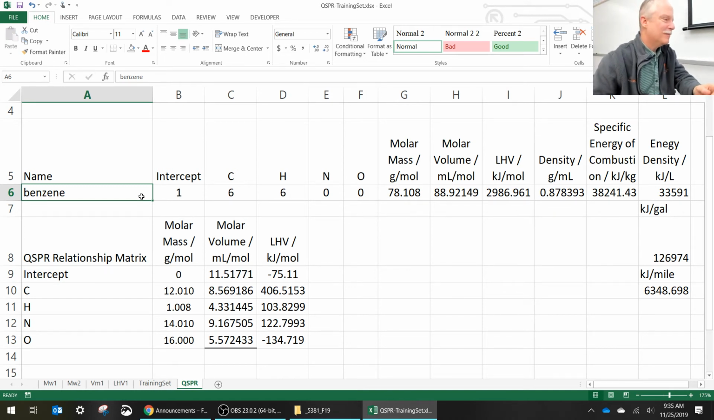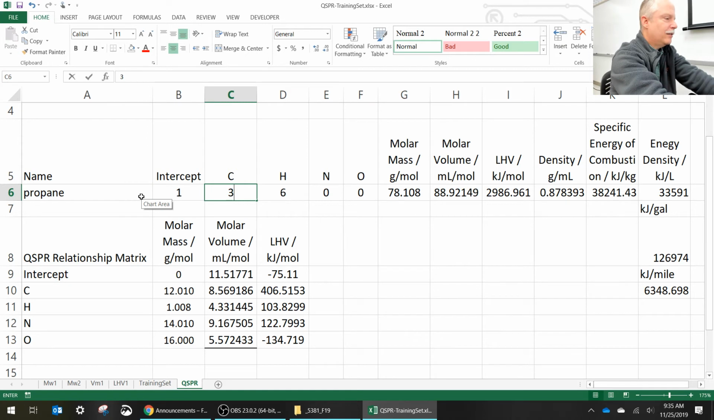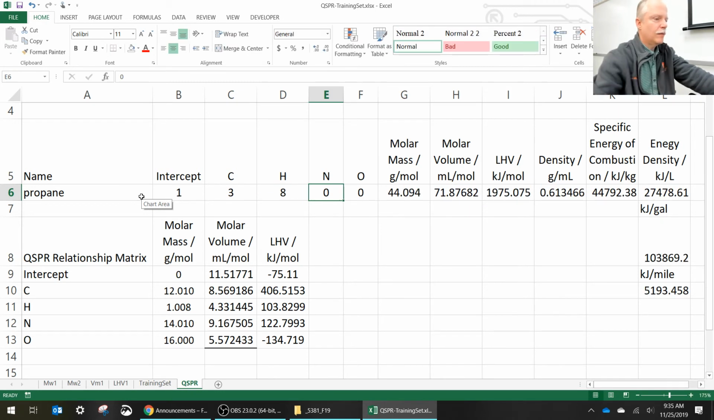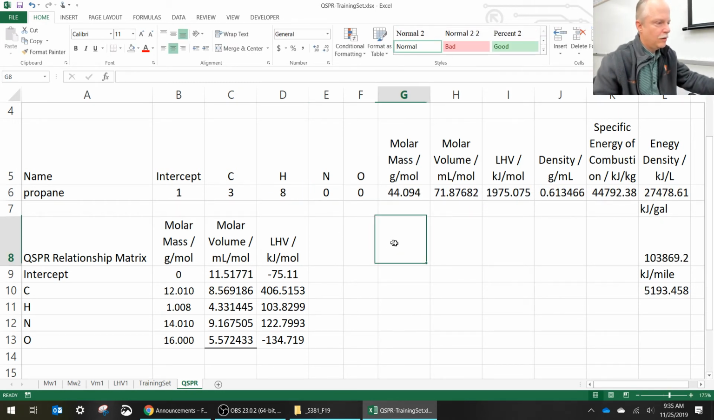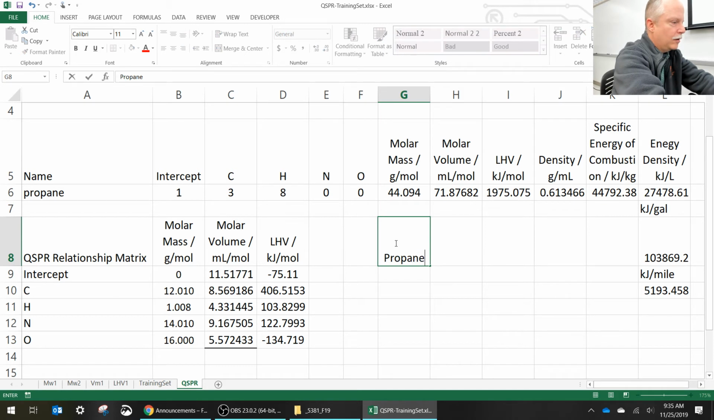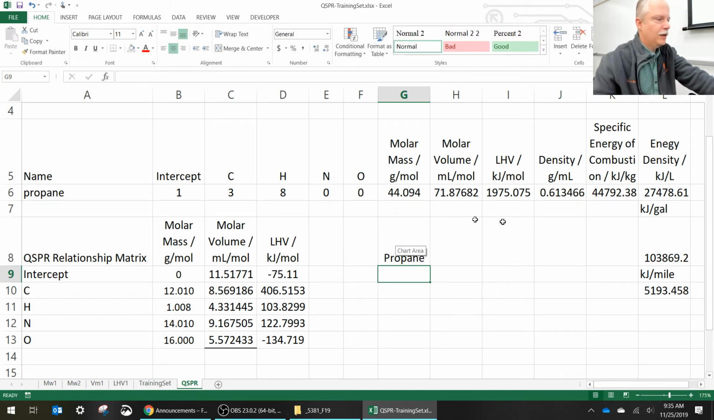Let me look at the difference between. I don't know. Oh, I would not put sugar in your car then. This is bad. Let's do propane. Okay, C3H8. And I'm going to put that number over here, kilojoules per gallon.